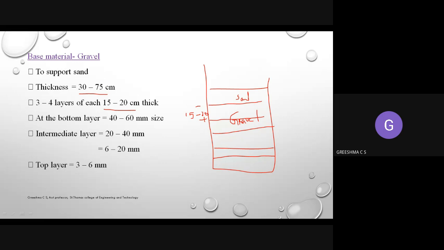And the bottommost layer is having the coarsest gravel, the largest gravel. Its sizes vary from 40 to 60 mm, and the topmost layer will be 3 to 6 mm, and the intermediate layers can have sizes of 20 to 40 mm and 6 to 20 mm. So this is the size range of gravel that is used as a base material.